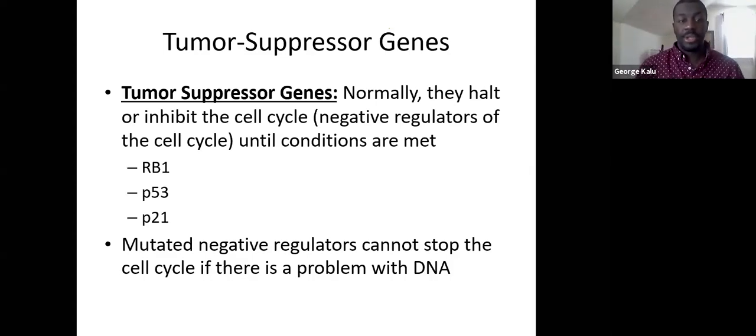There are three main types of tumor suppressor genes: the RB1 gene, P53, and the P21 gene. They all work essentially the same way. Now, if these tumor suppressor genes get mutated, they're not going to be able to stop the cell cycle at each checkpoint. You start to run through all of your checkpoints before those conditions are met, especially if there's a problem in the DNA.